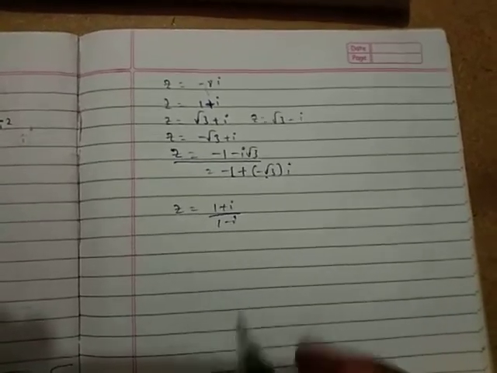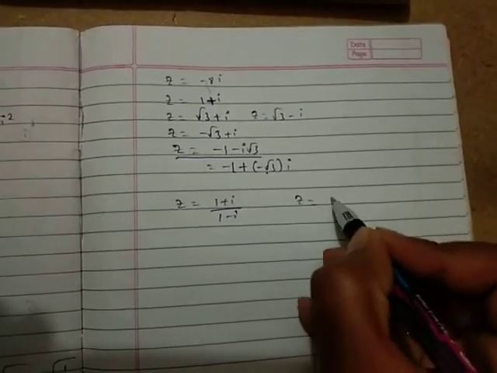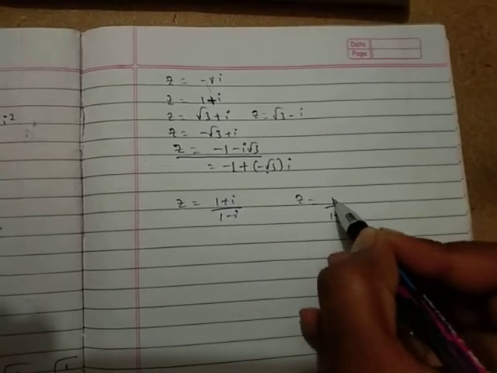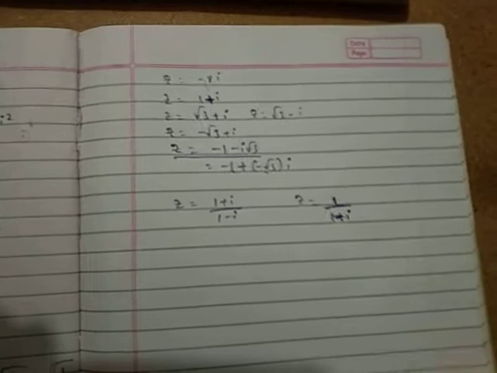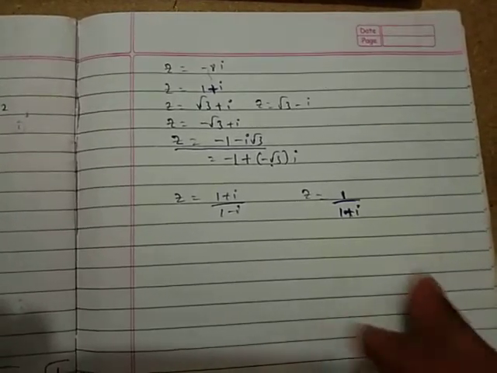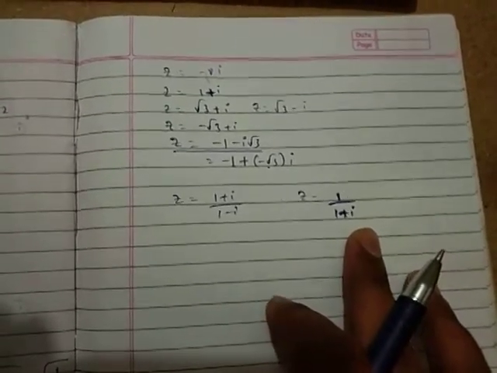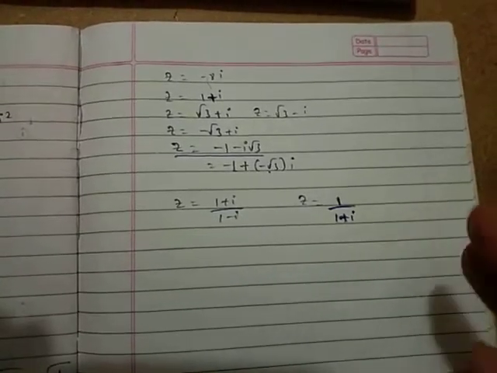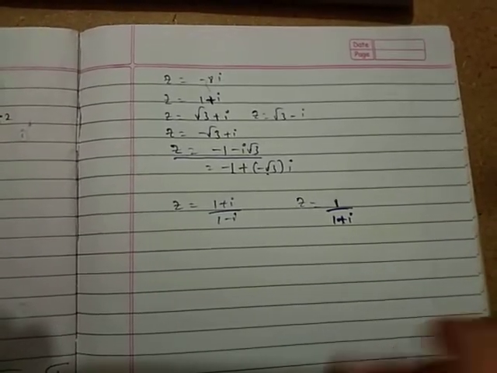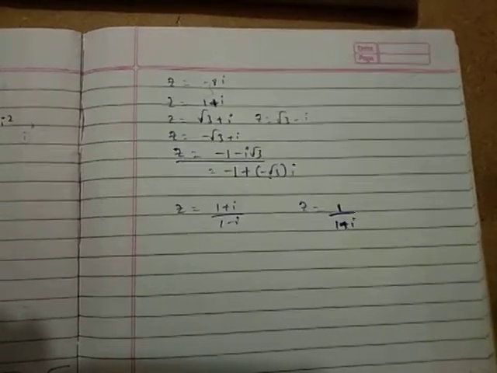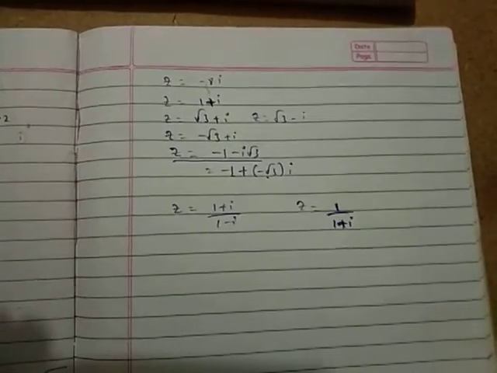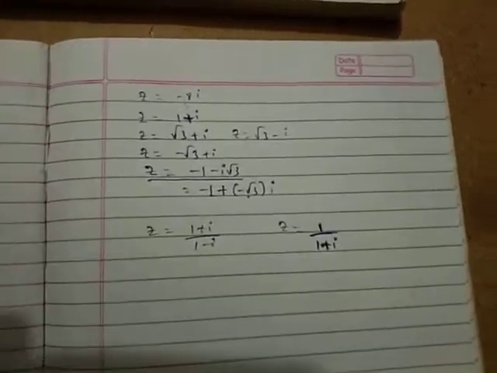Okay, and the next one is z is equal to 1 divided by 1 plus i. It is also similar to the previous one. So we need to multiply the conjugate of the denominator in both the numerator as well as the denominator to find the values of the standard form of the complex number. Just pause the video to note down the questions.